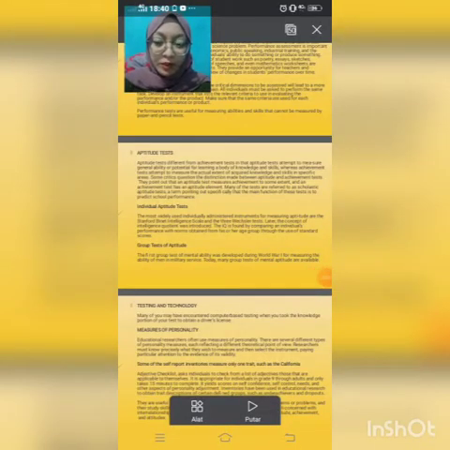Here I want to explain about aptitude tests. Aptitude tests differ from achievement tests. Aptitude tests attempt to measure general ability or potential for learning a body of knowledge and skill, whereas achievement tests attempt to measure the actual extent of acquired knowledge and skill in a specific area.